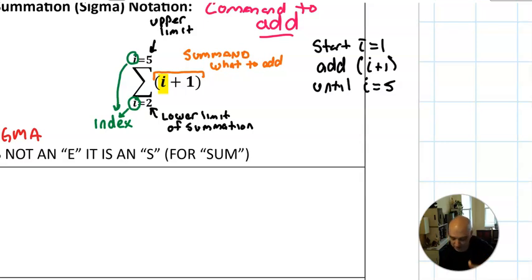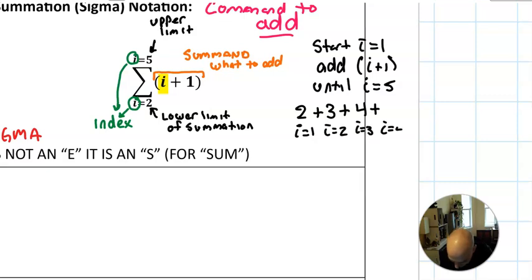So if we start at 1, then we go 1 plus 1 is 2. Then I equals 2, 2 plus 1 is 3. Wait, hold on, I got to write this in. I equals 1, I equals 2, I equals 3, I equals 4 will give you the term 5. And then I equals 5, we're plugging 5 into I plus 1. 5 plus 1 is 6. We have 2 plus 3 plus 4 plus 5 plus 6.